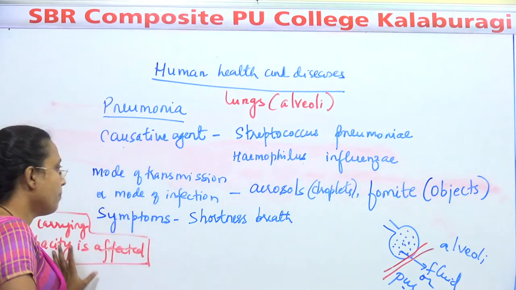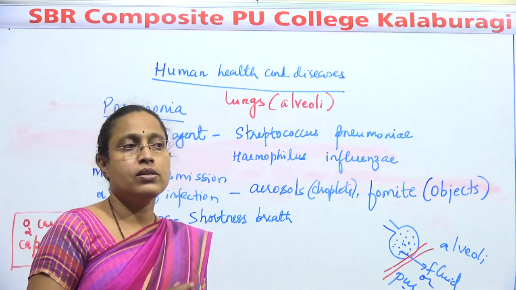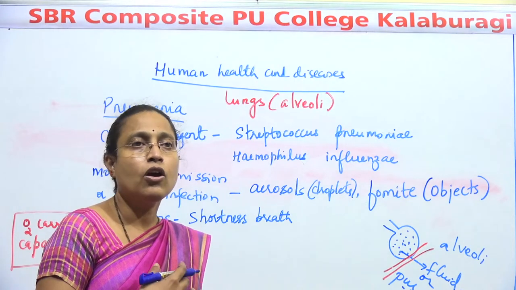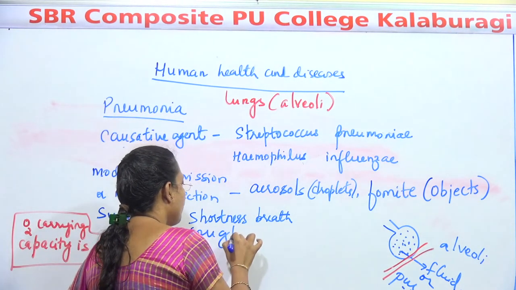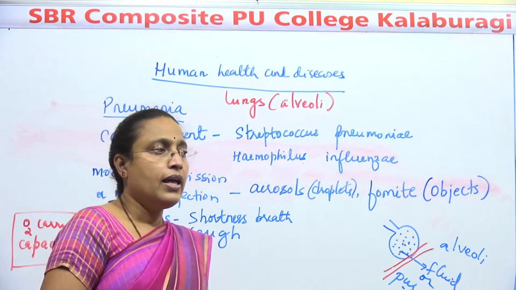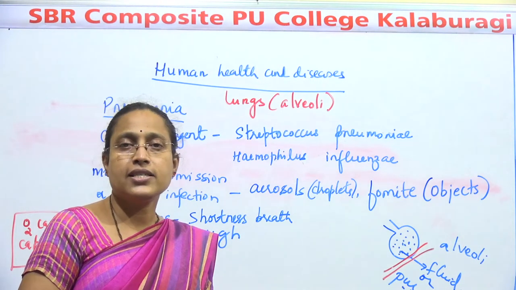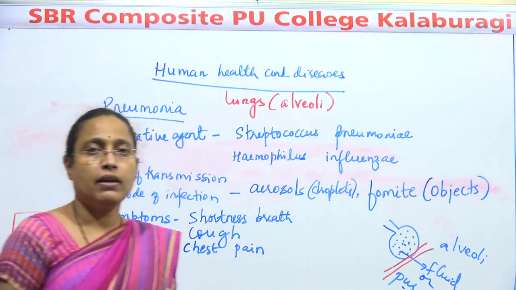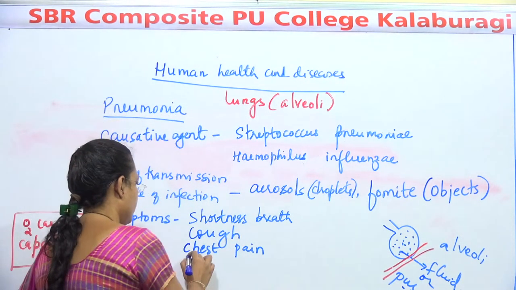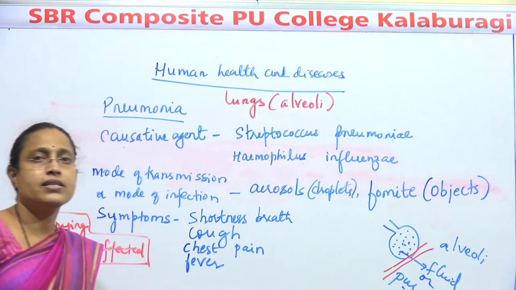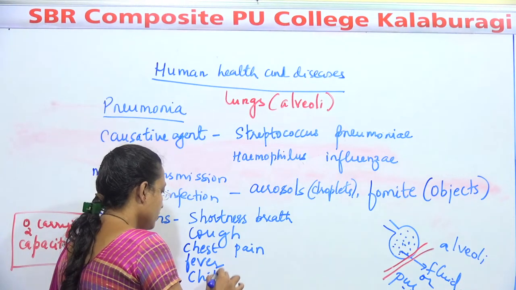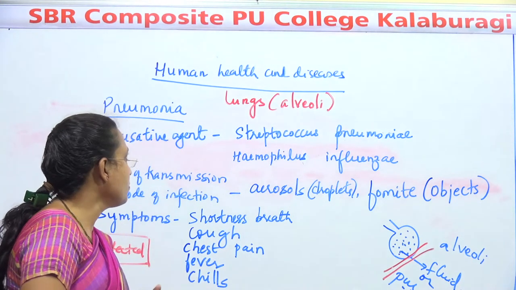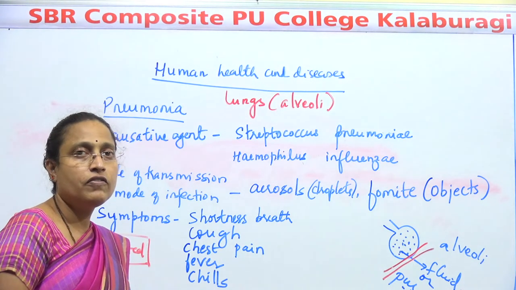Shortness of breath. So apart from this, the person can cough, because the cough reflex will start whenever some particle starts depositing. So the person in pneumonia will start coughing. Cough is one of the symptoms. Then as the coughing continues, other symptoms also come, like chest pain. Then symptoms like fever, an increase in the body temperature. Then chills, feeling cold. Fever and chills. So these are the main symptoms of pneumonia.